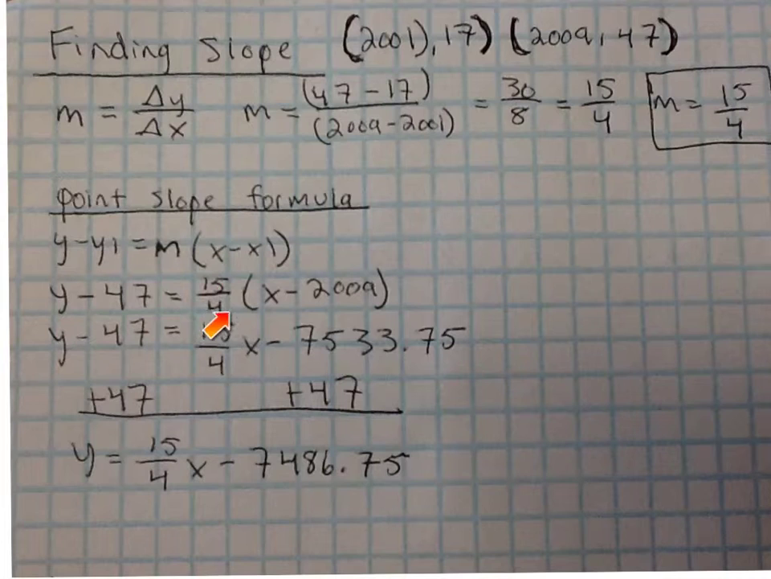After distributing the 15/4 to the x and the 2009, you get y minus 47 equals 15/4 x minus 7,533.75. Then you add 47 to both sides, and that gets you an answer of y equals 15/4 x minus 7,486.75. Basically you wanted to get the answer into slope-intercept form, which is y equals mx plus b. As you can see, it is: there's y and then mx plus b right there.